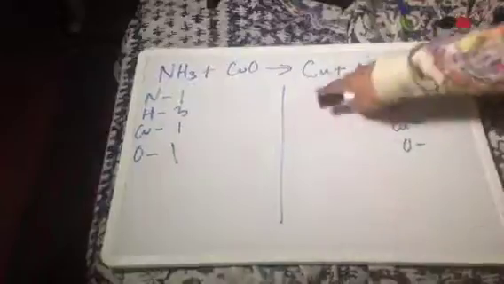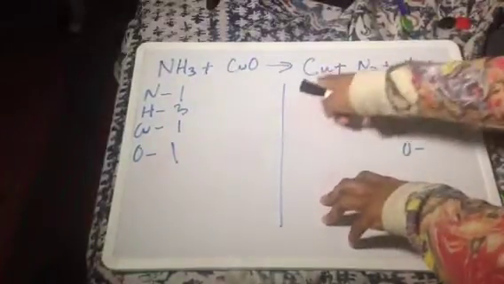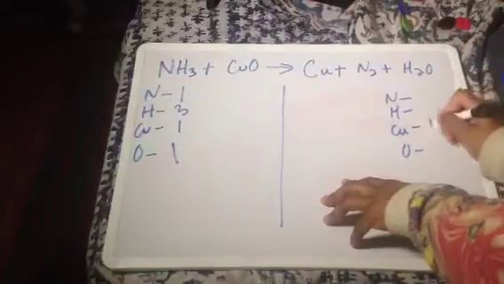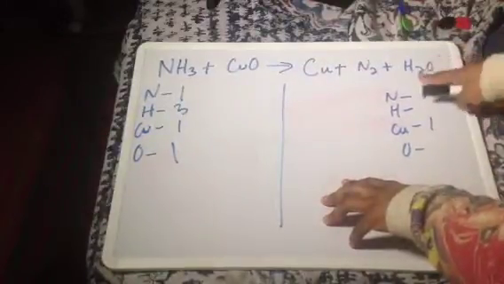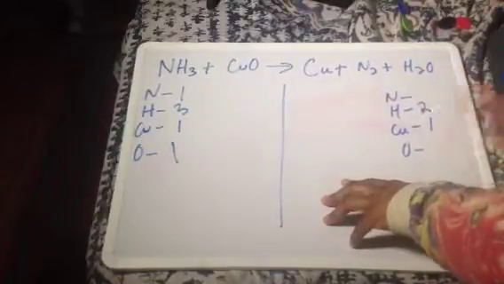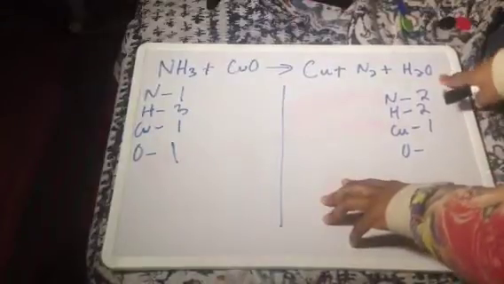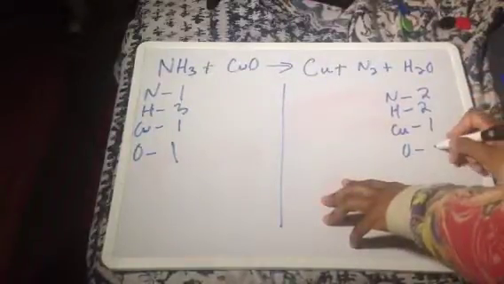Okay, so here, as you see, we only have 1 nitrogen element. So we put a 1 there. We have 3 hydrogen elements here. So we put a 3 here. Copper, we have 1. And of course, oxygen, we have 1. Now, let's see how many we have on the product side or the right side. For copper, we have 1. For the hydrogen, we have 2. Nitrogen, we have 2. And oxygen, we have 1.